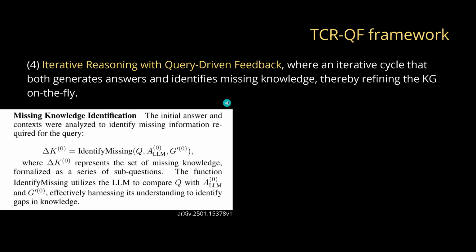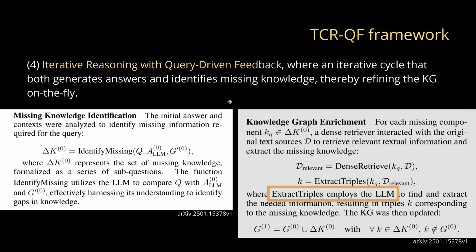And what we do now, that we can identify, the LLM tells us, hey, I have no knowledge about this technical term. I have no knowledge about this function. Now we say, okay, now we go here with a knowledge graph enrichment as the fourth step. So for each missing component that we found here in delta K, a dense retriever now interacts with the original text sources to retrieve all the relevant textual information and extract the missing knowledge in semantic form.